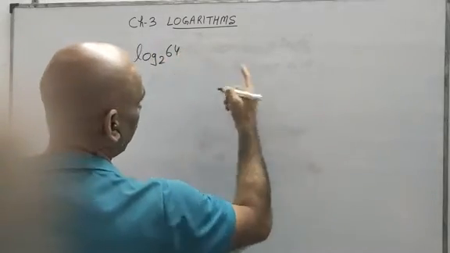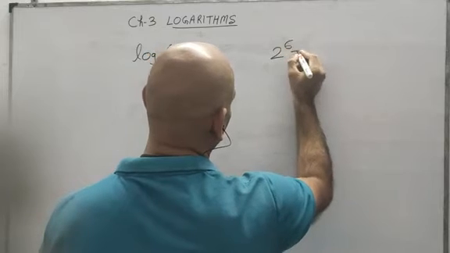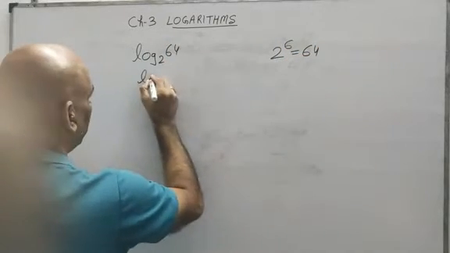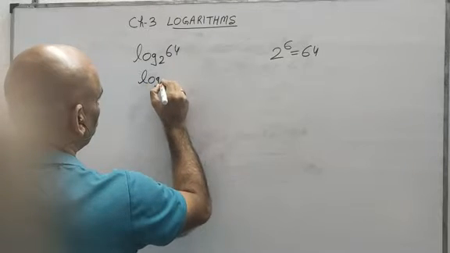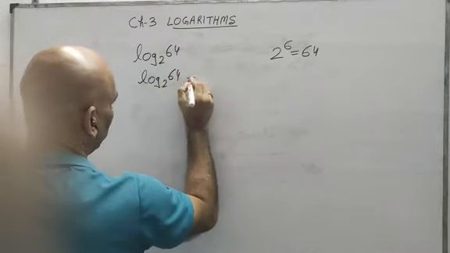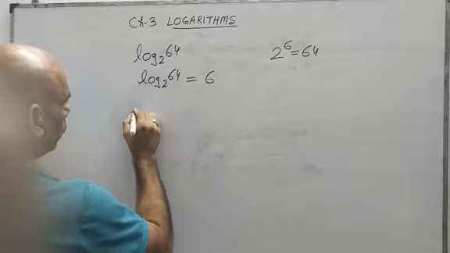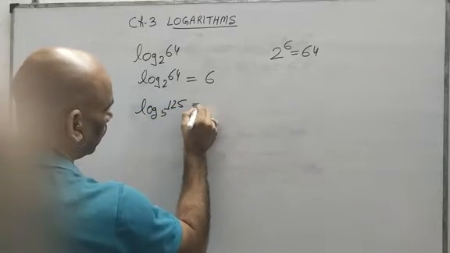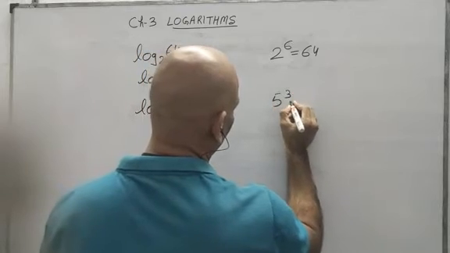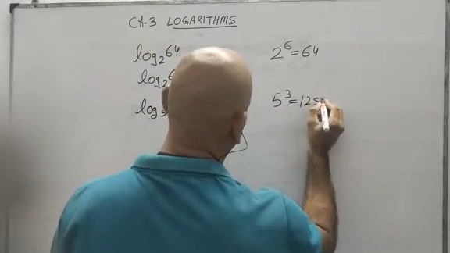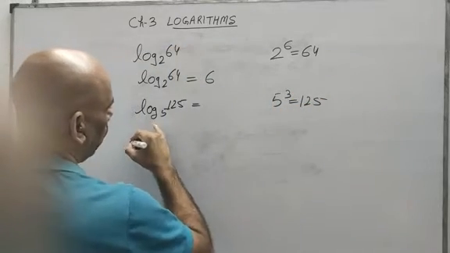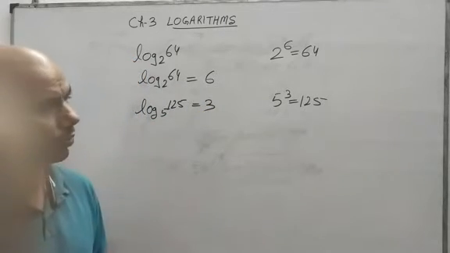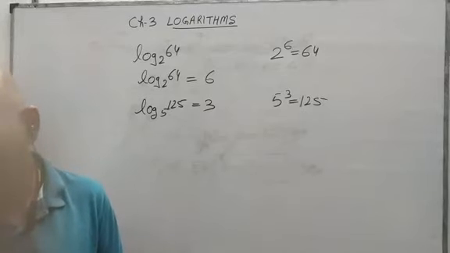64 is what power of 2? Since 2 to the power 6 is 64, what will I write? Log 64 base 2 is 6. What can be written for log 125 base 5? Since 5 to the power 3 is 125, log 125 base 5 will be 3. This way we can write the answer of the following questions.